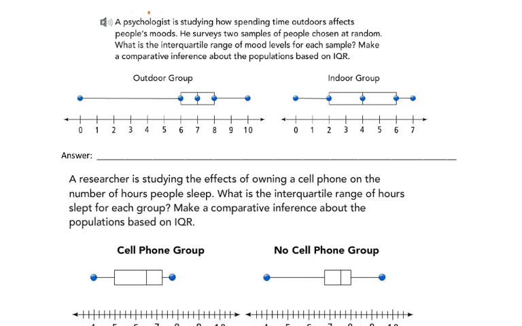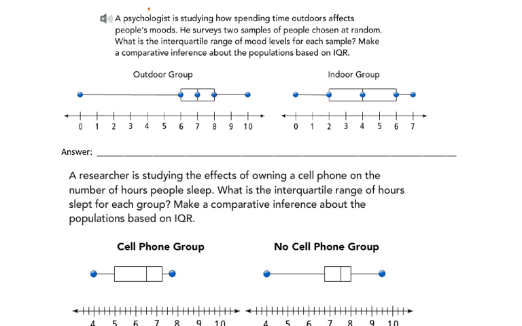On this page, a psychologist is studying how spending time outdoors affects people's moods, so it's the same as a couple problems ago. He surveys 2 samples of people chosen at random. What is the IQR of mood levels for each sample? Make a comparative inference about populations based on IQR. So when the box plots are given, it makes the IQR much easier to find. Remember, this number here is Q1, this number is Q3. Just a review, this is the median in between them, this is the min, and this is the max.